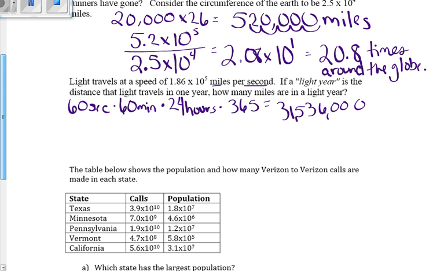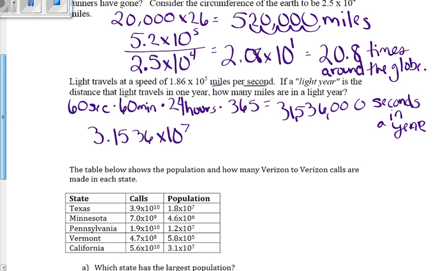So there are 31,536,000 seconds in a year. So since that's such a huge number, we're going to write this as scientific notation. So I'm going to write 3.1536 times 10 to the 7th power.